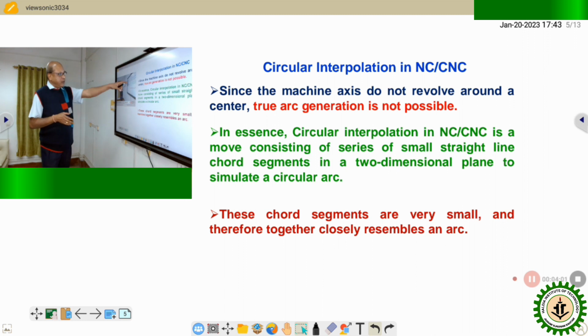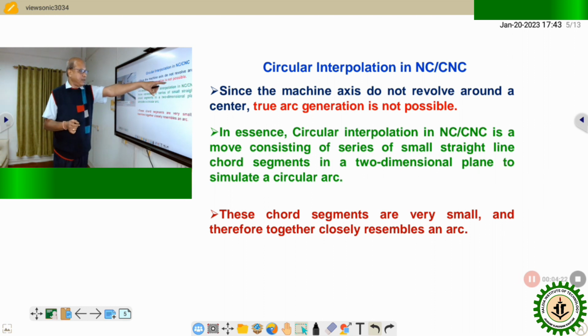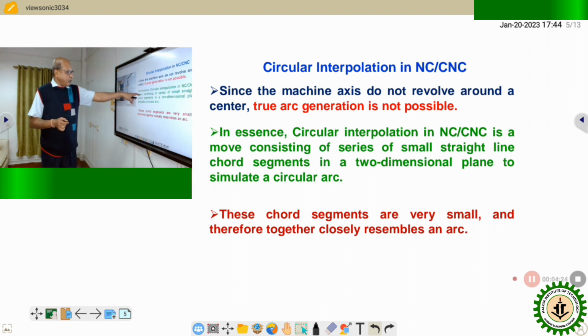The same limitations also hold true in case of circular interpolation. So exact circular path can never be generated. So this circular path is basically approximated by small straight line segments. So in essence, circular interpolation in CNC is a move consisting of a series of small straight line chord segments in a two-dimensional plane to simulate a circular arc.